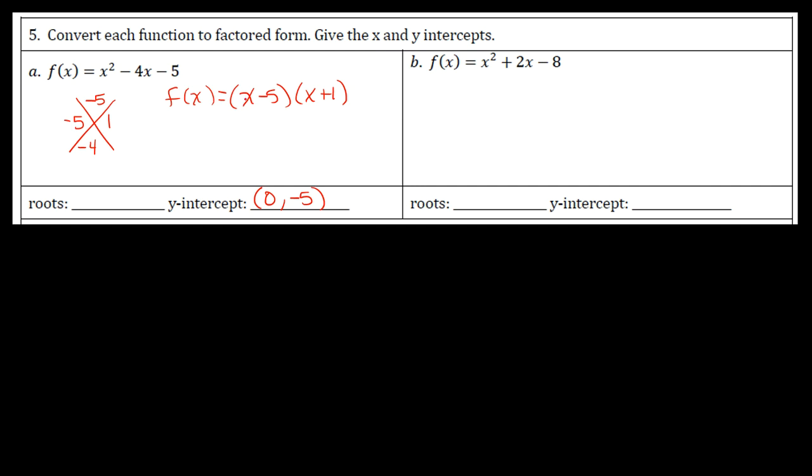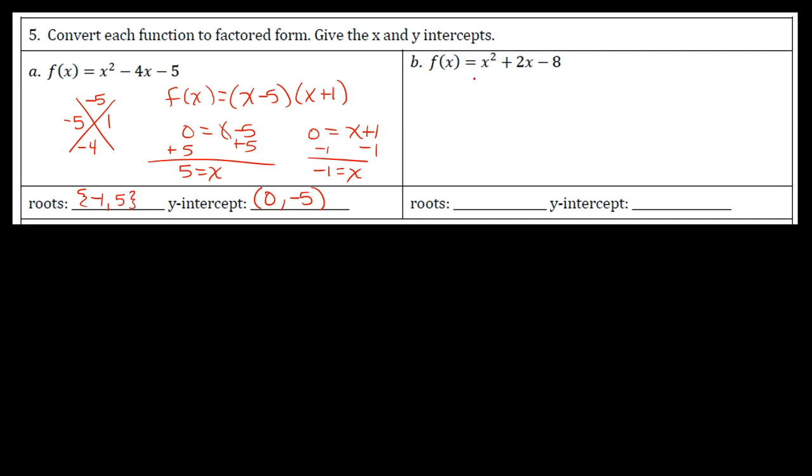And when I set these equal to 0, so to find your x-intercepts, remember you plug in 0 for your y value. And when I solve, that's how we get the opposite of our factors and our roots. So my two roots from least to greatest are -1 and 5.